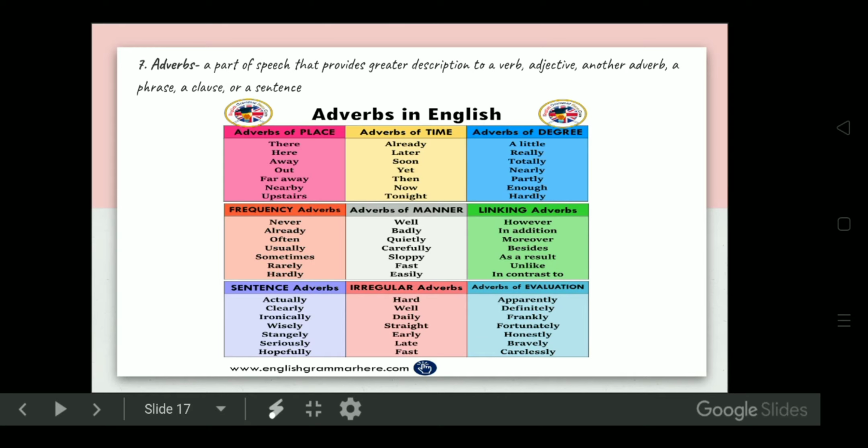These are adverbs of place, adverbs of time, adverbs of degree, which I think you are most familiar with. Something like running quickly, running fast, walking slowly. Okay, the ly adverbs. Those are the most common ones. But of course, an adverb does not necessarily have to have ly, as you can see in the notes here.